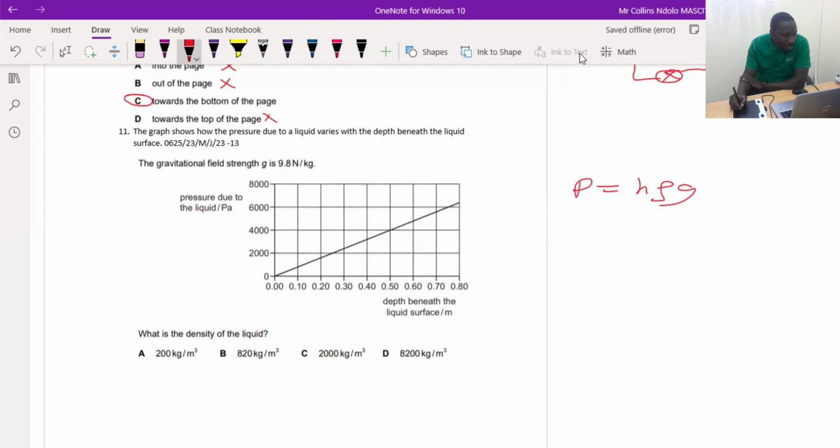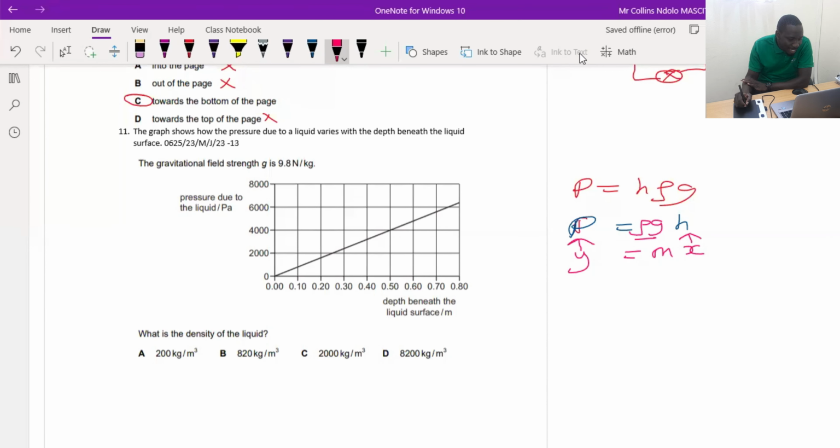So we are plotting a graph of P against H. I want to write the other ones in different colors so that you see. What I'm trying to write here is that this is like y = mx, so that P is our y, H is our x. Meaning the gradient of this graph will give us what? Will give us ρg.